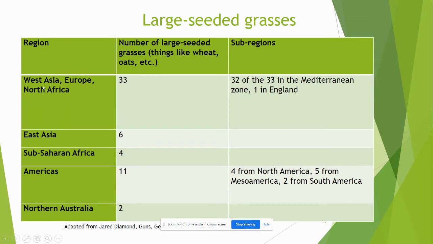West Asia, Europe, and North Africa have access to the most large seeded grasses, 33. 32 of the 33 are in the Mediterranean zone, and 1 is in England. So West Asia, Europe, and North Africa are the regions where we will see those early river valleys develop. The Yangtze and Yellow River Valley in West Asia, and the Nile River Valley in North Africa.